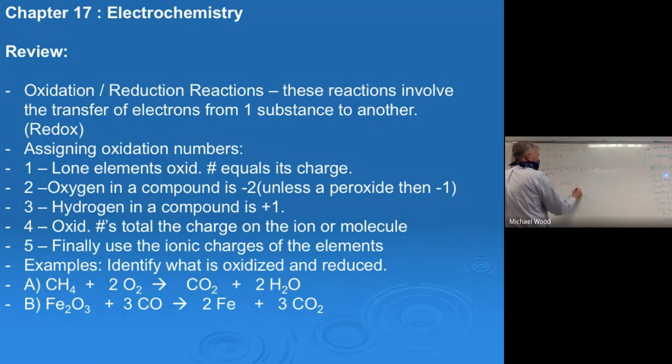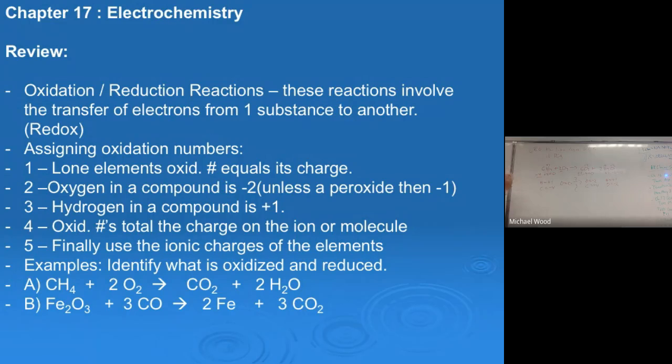So then we have the arrow. Over here, oxygen is -2 in a compound, and this needs to total 0. So -2 times 2 is -4. So what would carbon be? Positive 4. And here in a compound, hydrogen is positive 1, oxygen is -2. So I have positive 1 times 2 is positive 2, -2, 0. Okay, now compare the left to the right.